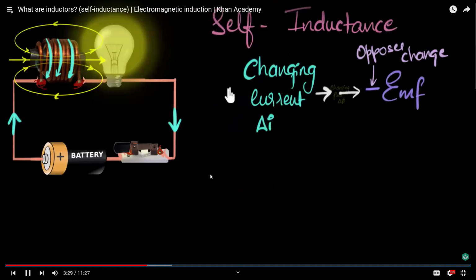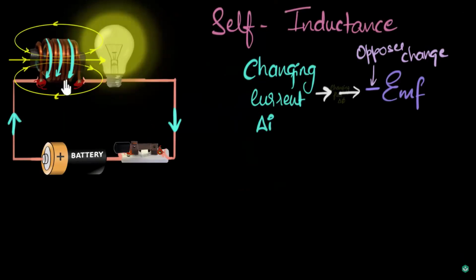To be more precise, we should call it self-inductance, because the changing current and the opposition are both happening in the same coil. So the coil is sort of opposing itself. And that's why it's called self-inductance. So more inductance means more ability to resist changes in the current. So it's kind of like an inertia.